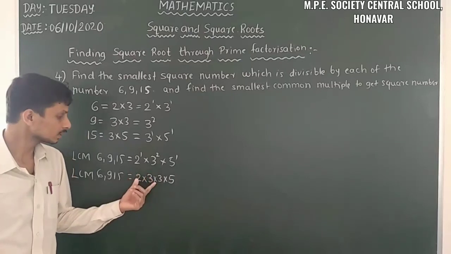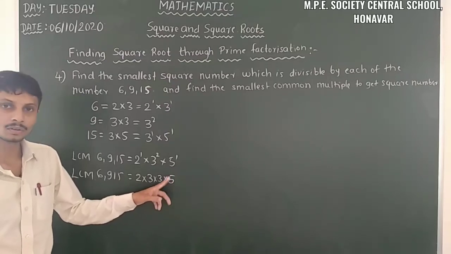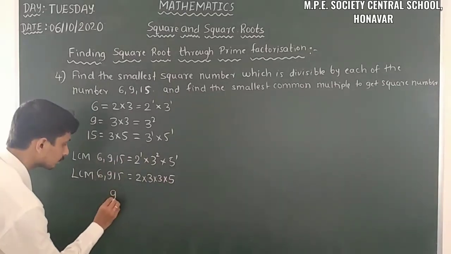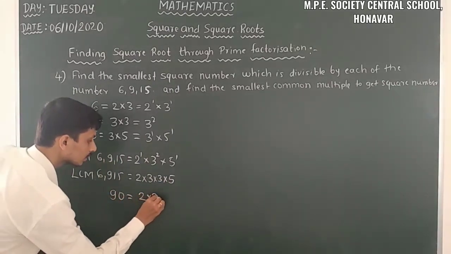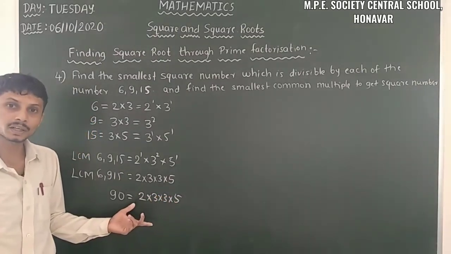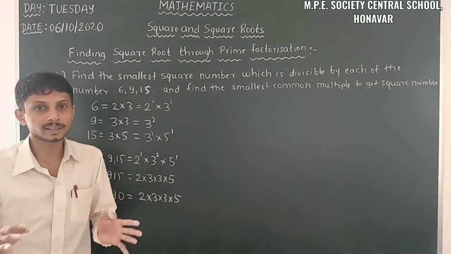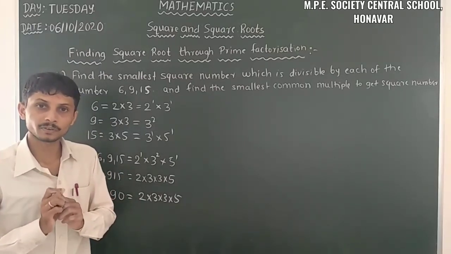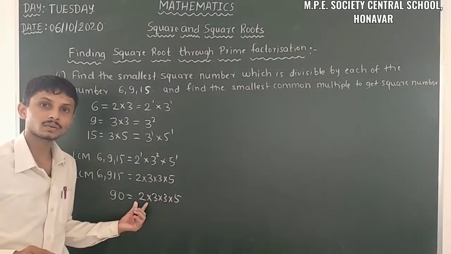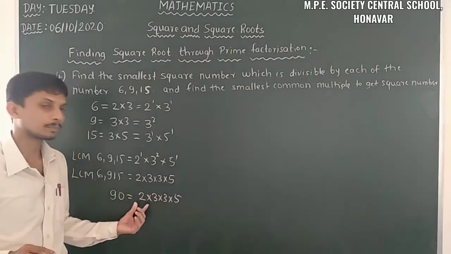So just observe, when we multiply this, we have 5 into 2 is 10, 10 into 9 is 90. That means 90 is equal to 2 into 3 into 3 into 5. When we have a perfect square, we have to group into two similar factorizations. So here 90 is not a perfect square, because two 3s are there, only one 2 is there, and only one 5 is there. There is no partner for this 5 and no partner for this 2.